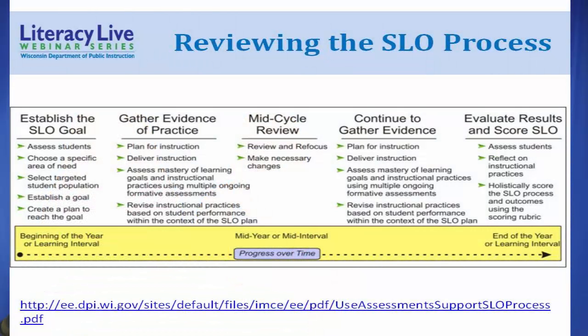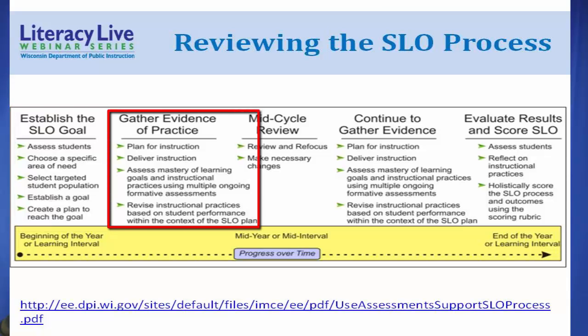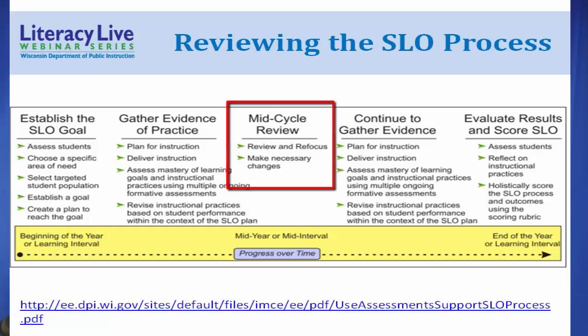The SLO process, as it's outlined by Wisconsin DPI's Educator Effectiveness Team, really divides into these 5 steps. You start by establishing your SLO, your goal. Then you gather evidence of practice, engage in a mid-cycle review, gather more evidence of practice, and then you evaluate your results and score your SLO. This idea that gathering evidence of practice really breaks into 2 specific steps is kind of hard for me, because gathering evidence of practice is really happening throughout the entire cycle. It just means collecting data about what you're doing as an educator and how students are responding to it. That's what gathering evidence of practice means.